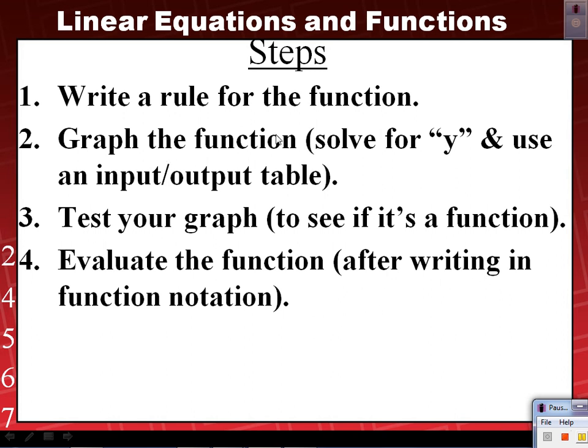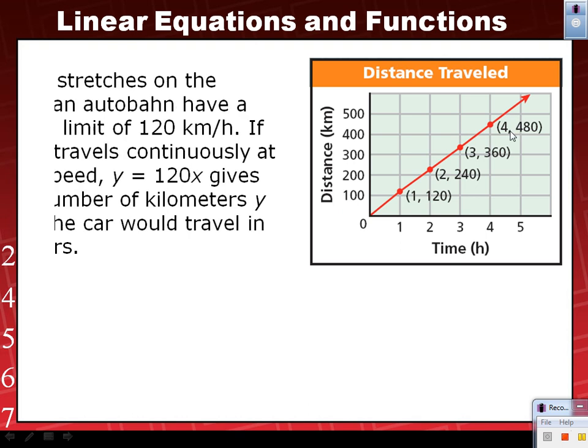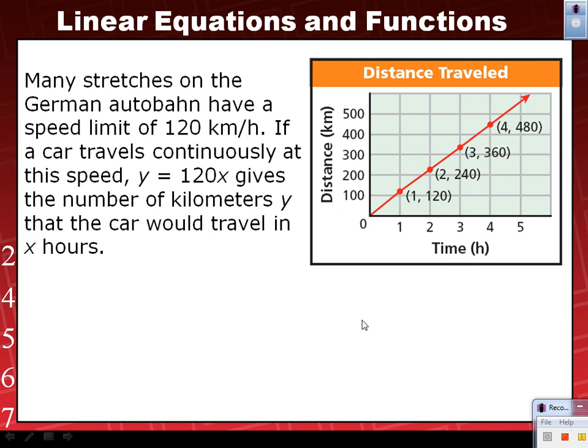So let's go with example 1A. Get your graph in front of you. We're going to start with the top left. On the top left of your graph, I want you to write example 1A way at the top. And don't copy this, but let me show you really quick what a linear function looks like. Look up, look at this graph. Does this look like a straight line?